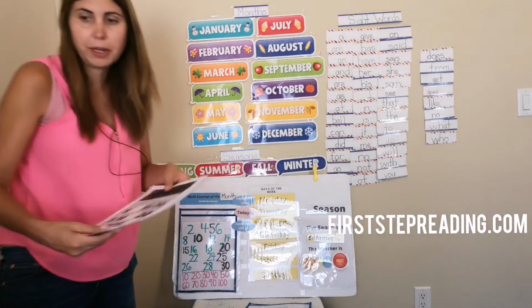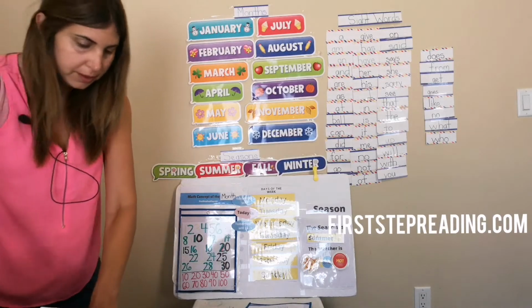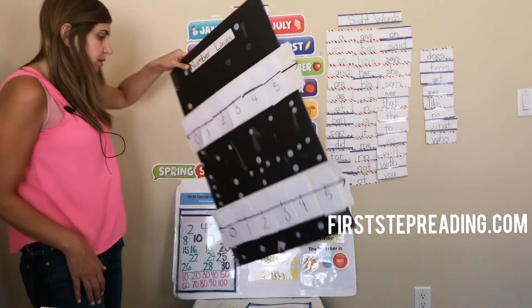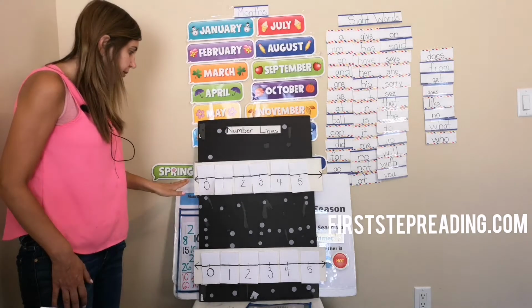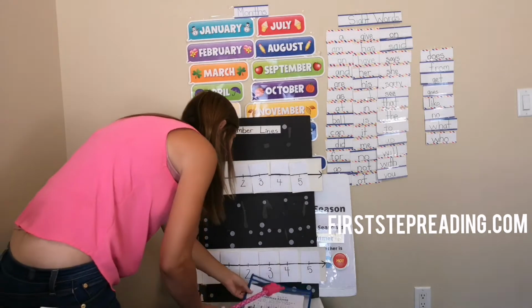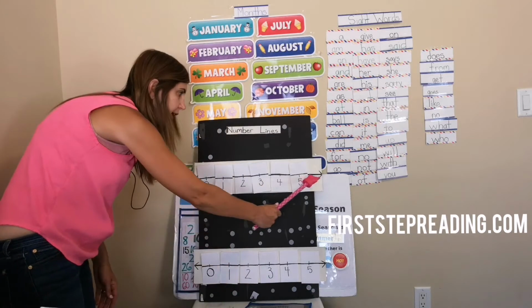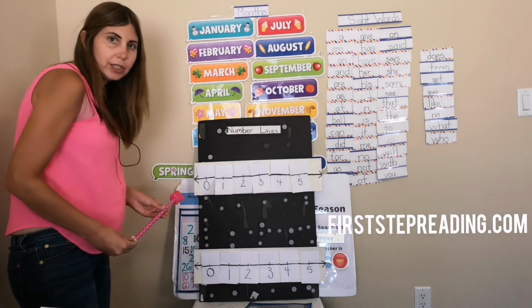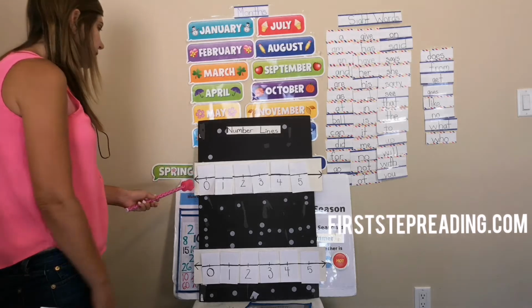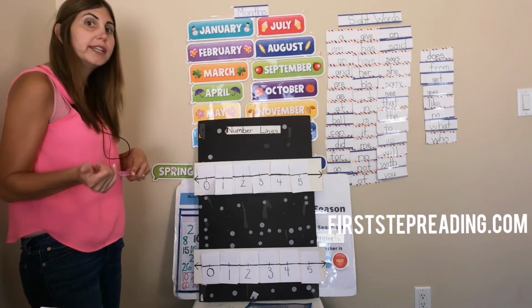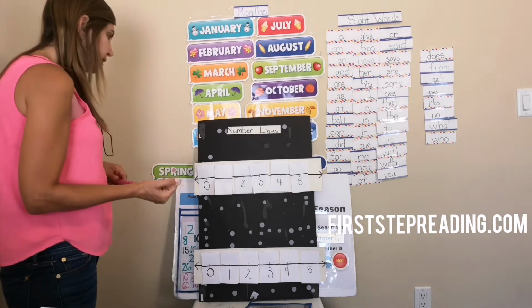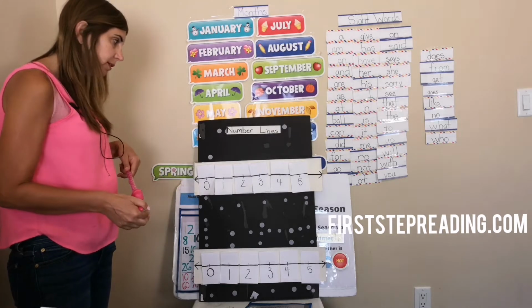Now we're going to talk about number lines. So let me get that out. A number line shows a line with numbers on it. It helps us see numbers in order. It helps us with addition and subtraction and counting. So we need to practice using a number line.